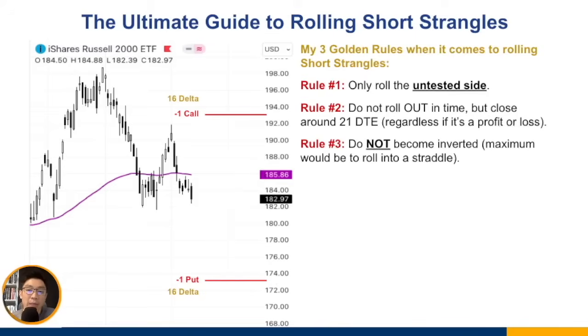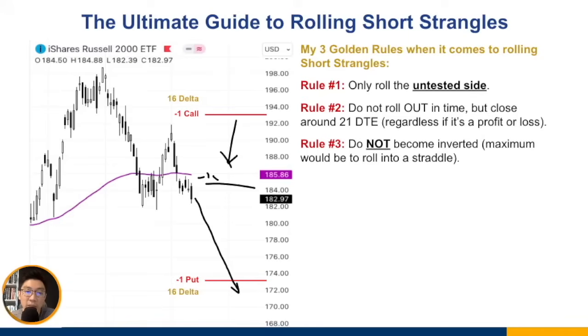Now, rule number 3 is that I do not become inverted. So the maximum would be to roll into a straddle. What I mean by I do not want to become inverted is that inversion basically means you keep rolling one of the strikes until it goes below or above the other strike. Let's say the market keeps going down this way, and over time you can just keep rolling your call. Maybe your call will be down here.